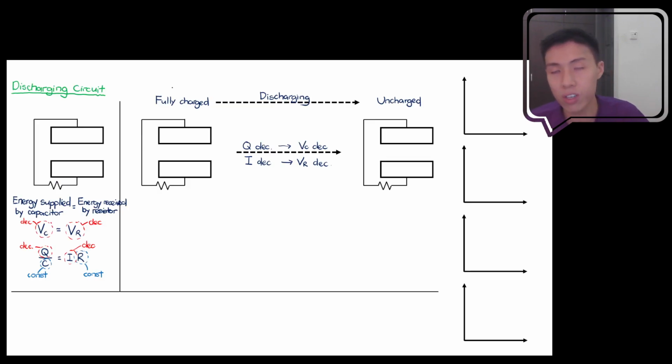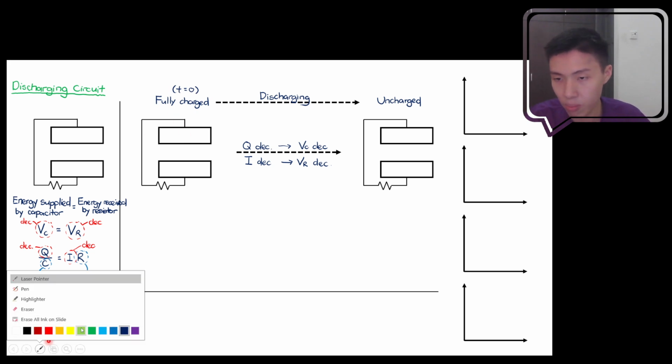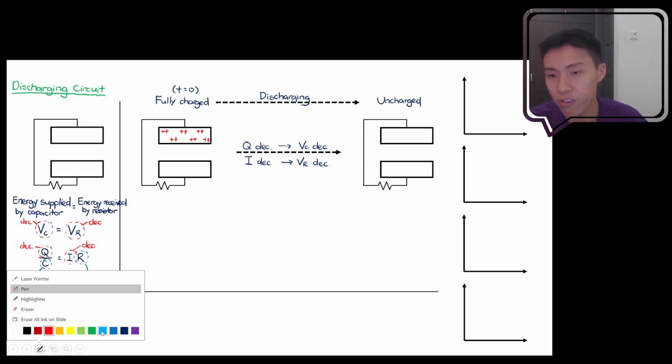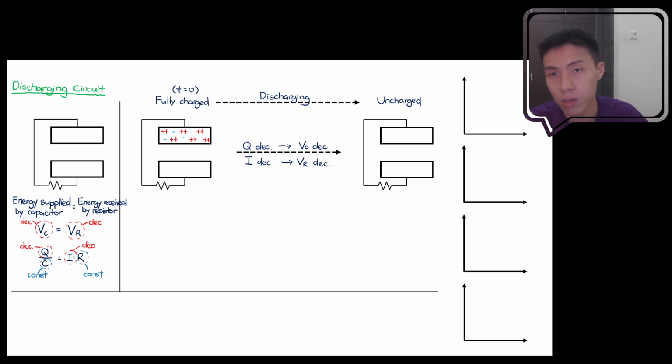You know that fully charged capacitor, the moment you close the switch to connect this circuit, discharging will start to happen. So when discharging starts to happen, you have charges moving from the high potential plate to the low potential plate. But let's draw a fully charged capacitor first. A fully charged capacitor will probably look something like this. Okay, so there's plenty of positive charge on one plate. The other plate will be negatively charged.